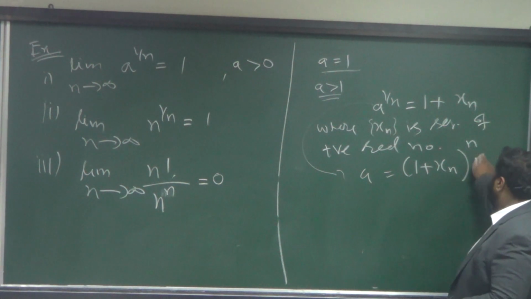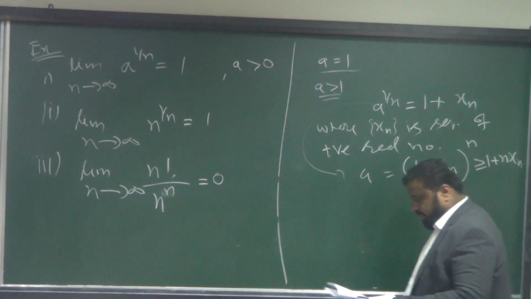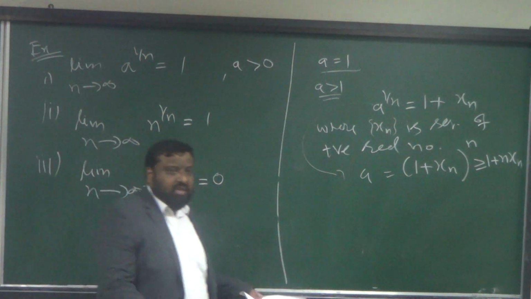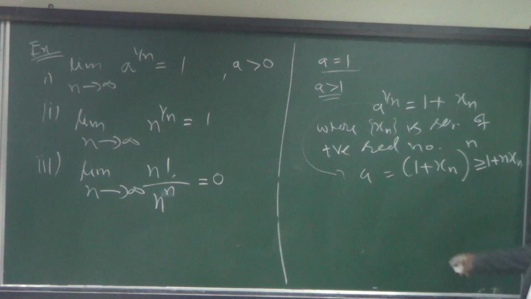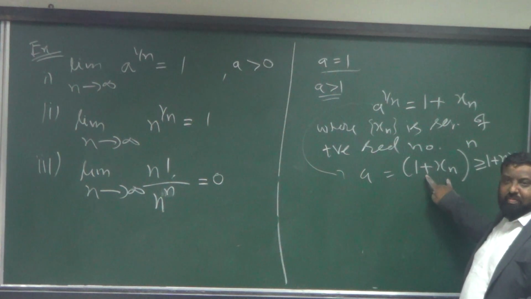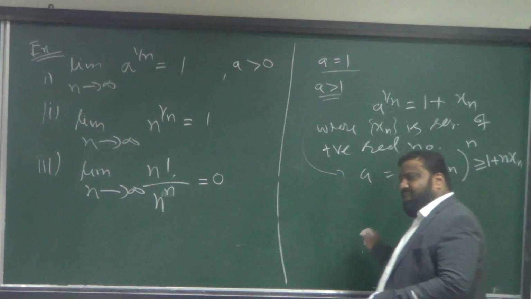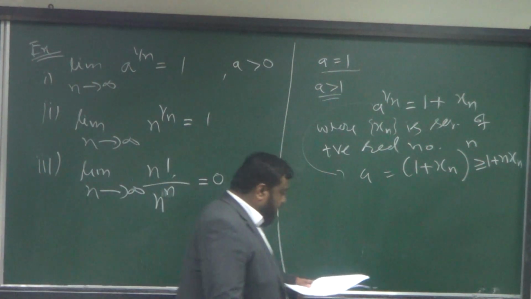Do you agree that we can show inductively that this must be bigger than or equal to 1 plus n xn? I guess it's the Bernoulli inequality. We had an exercise. So if I have 1 plus xn to the n, then it should be bigger than or equal to 1 plus n xn, and we can show it inductively. Just think about it: this is going to be a big expansion, but here you have few terms. Obviously, you can easily show inductively that this should be the case.